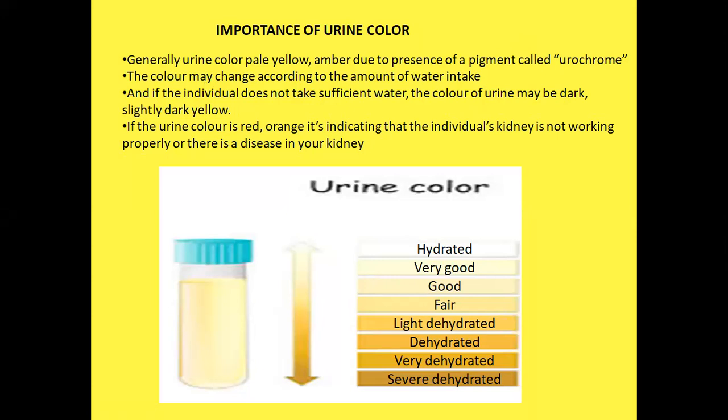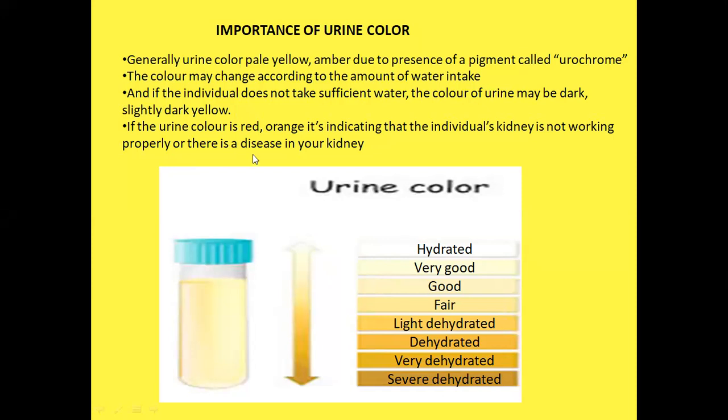Our urine color is yellow because of the pigment called urochrome. Our urine color depends on the water intake, how much water we drink. So urine color may change if we drink water, and if one does not take sufficient water, the color of urine may be dark. So when a person does not drink sufficient water, then the urine color may be dark or slightly dark yellow, because it is indicating that our body is getting dehydrated. It is indicating us to drink more water.